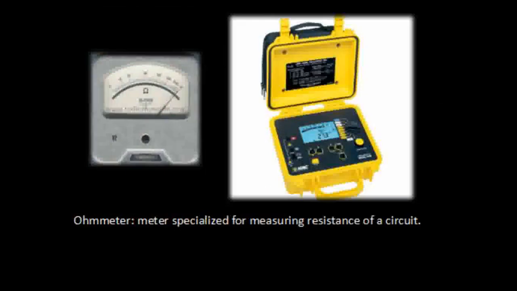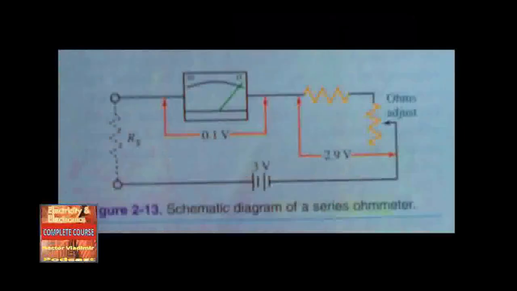2.4. Ohm meters. A meter used to measure the value of an unknown resistance is called an ohm meter. The same meter movement that was used in the volt and ammeter can be used for the ohm meter. The voltage source and a variable resistor are added to the ohm meter circuit. A series type ohm meter is shown. Figure 2-13 schematic diagram of a series ohm meter.